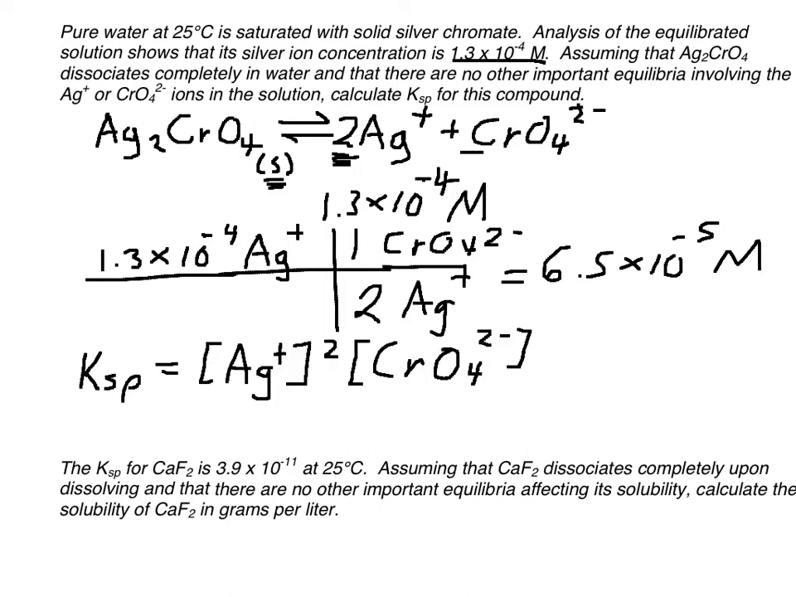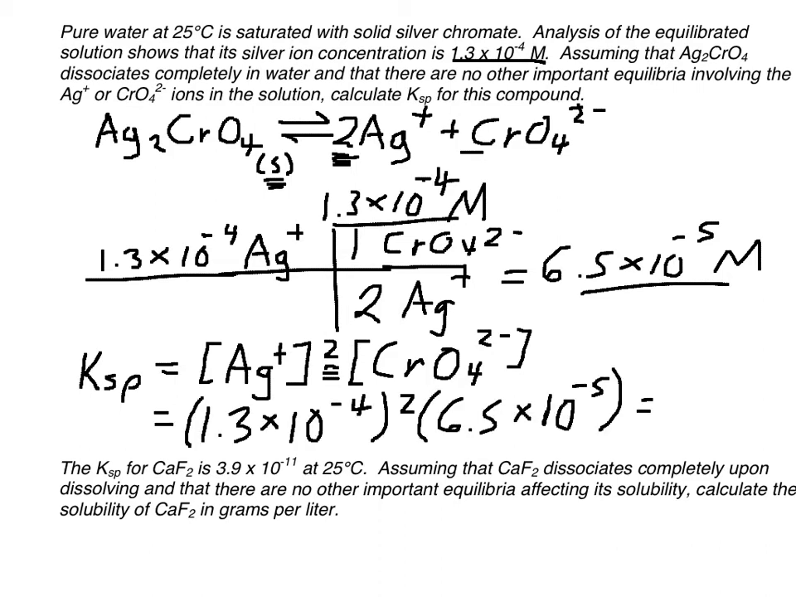Our equilibrium expression is going to be this right here. Don't forget this 2 right here. Everyone always seems to forget it, and we don't want to. And again, our solid is not involved in the equilibrium expression. So I can take these numbers that we got here and plug them in, and when I do this, I get about 1.1 times 10 to the negative 12th.